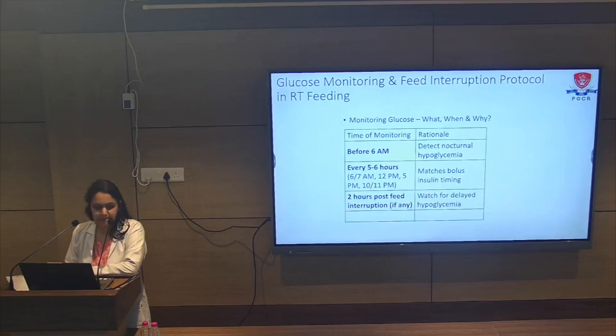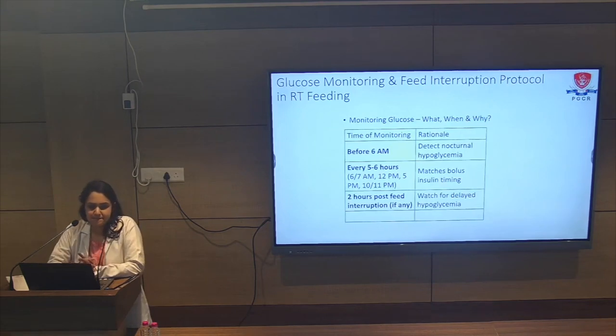Doctor, I have a question. How do you do the glucose monitoring, whether it is point of care capillary prick or continuous? Point of care capillary, sir. Why not CGM, continuous?